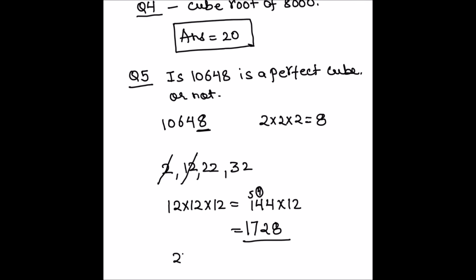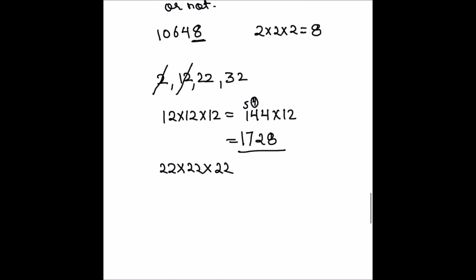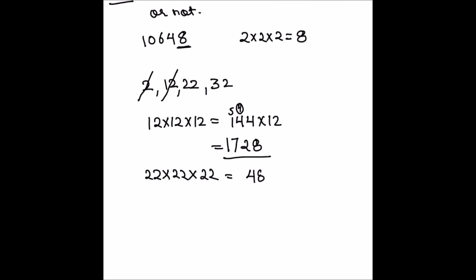Let's find the cube of 22. So 22 times 22 times 22 is 484 times 22. 2 times 4 is 8. 2 times 8 is 16. 1 carried over. 2 times 4 is 8. 8 plus 1 is 9. Again multiplying by 2. So that will be 8, 6 and 9.